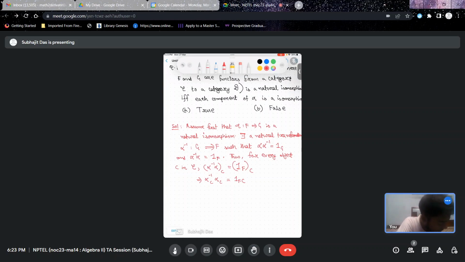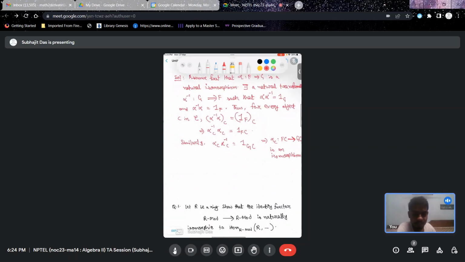And so we have alpha C inverse composed with alpha C is 1 FC, and similarly, if we use the other identity, alpha at C composed with alpha inverse at C is 1 at GC, which implies that the component of alpha at C, which is a morphism from FC into GC, is an isomorphism because it has an inverse. This is true for all objects C. So each component of the natural transformation is actually an isomorphism.